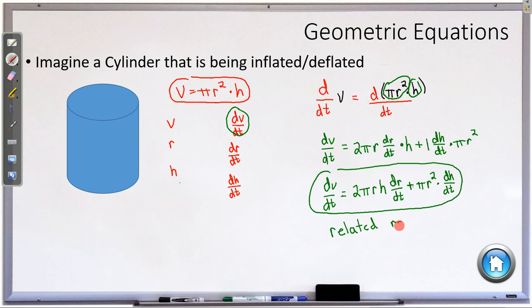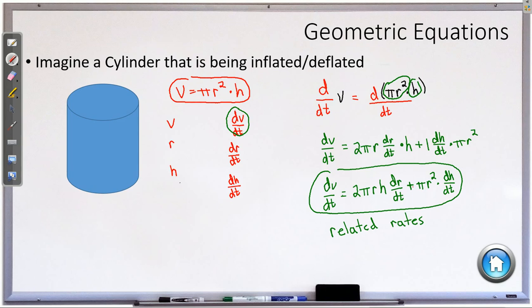Related rates. So when you hit that button to start the microwave, the volume changes, the radius changes, and the height changes, and they're all related to each other.